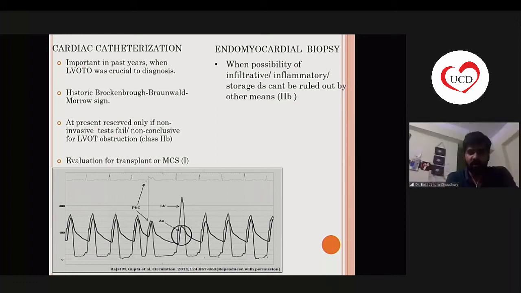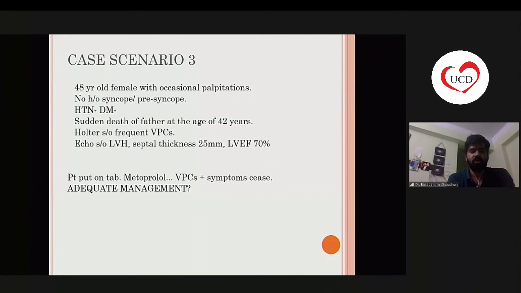The role of endomyocardial biopsy is only if infiltrative and inflammatory storage disease is suspected. Next. So a patient with only frequent VPCs and echo features of HCM, controlled with metoprolol, and the symptoms are controlled. Is this adequate management, or should we do something more?